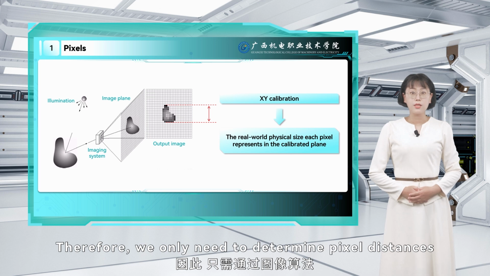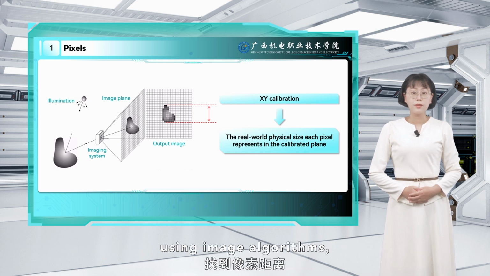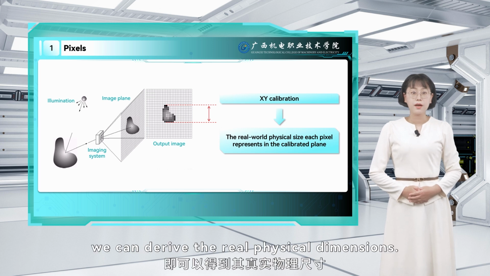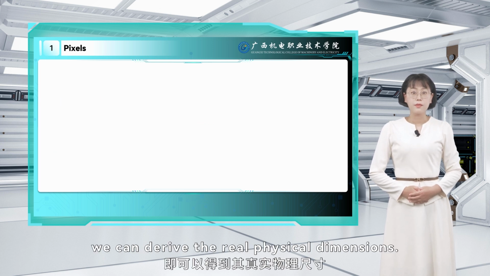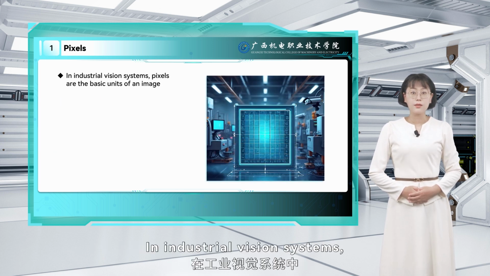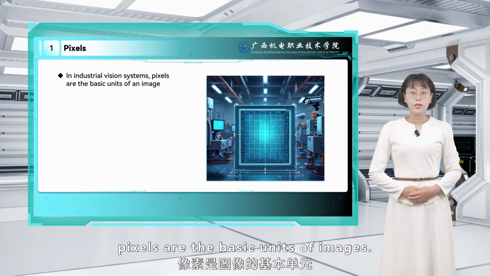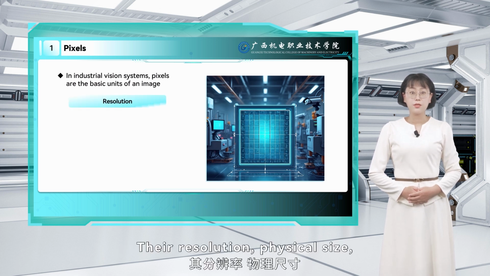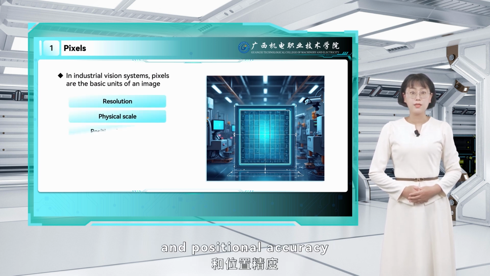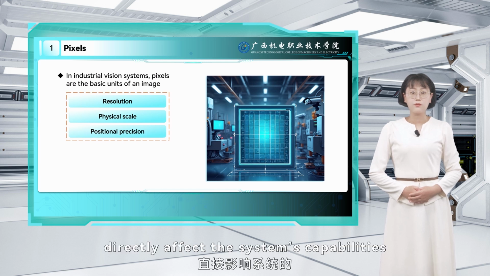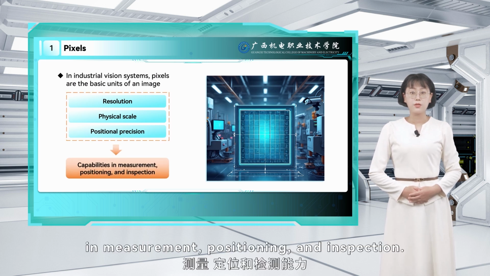Therefore, we only need to determine pixel distances using image algorithms, and through simple calculations, we can derive the real physical dimensions. In industrial vision systems, pixels are the basic units of images. Their resolution, physical size, and positional accuracy directly affect the system's capabilities in measurement, positioning, and inspection.